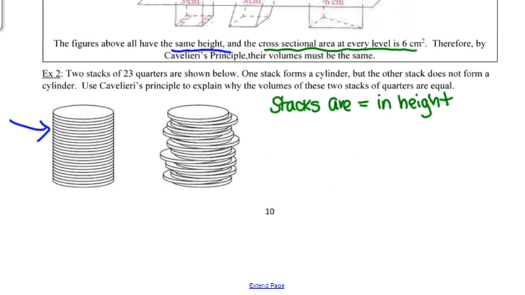That's the first important piece. The second important piece has to do with the area. Well, the area of a cross section is going to be a quarter. And the area of a cross-sectional quarter in the first stack is going to be the same as the area of the cross-sectional quarter in the second stack. So I'm going to say that their cross sections have equal area.